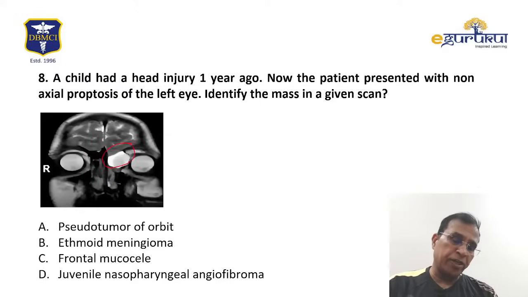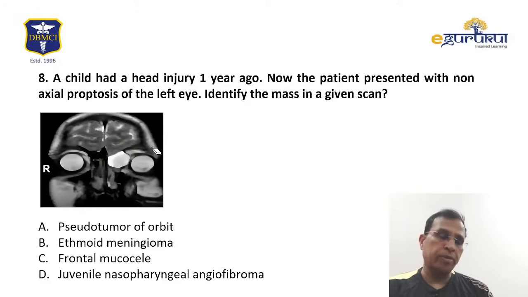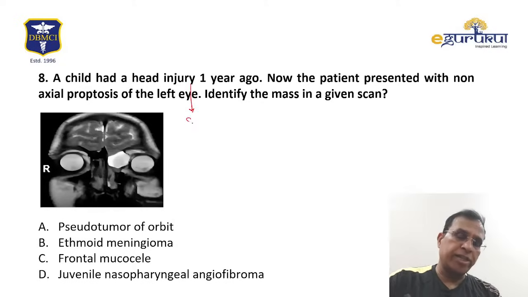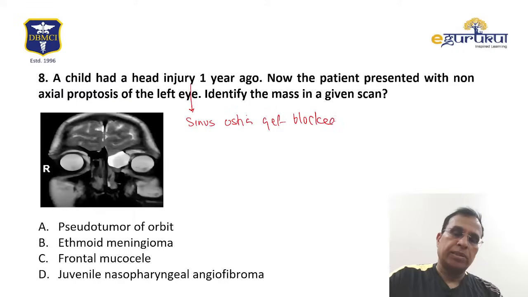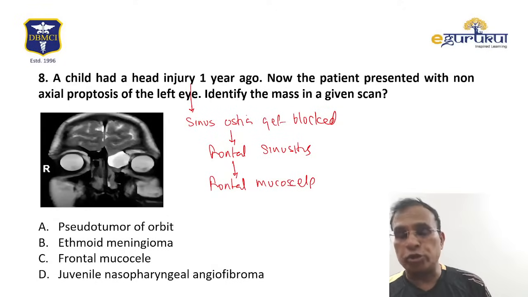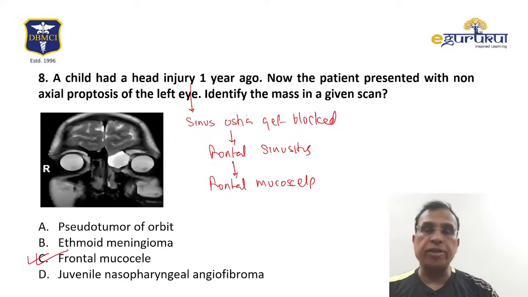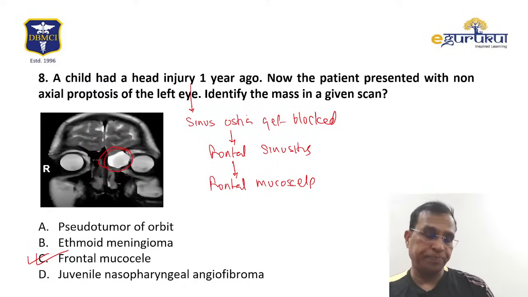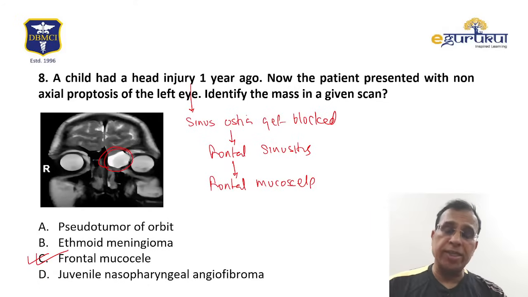This is a very typical area of frontal mucocele, and juvenile nasopharyngeal angiofibroma has nothing to do with injury. So due to injury, the sinus ostia get blocked, this leads to frontal sinusitis, and frontal sinusitis leads to frontal mucocele. None of the other conditions given has any relation to trauma except frontal mucocele. And second, if the swelling is here in the frontal sinus area, it is very typical of frontal mucocele. So frontal mucocele is the correct answer, although actually the image was very different from the one given here.